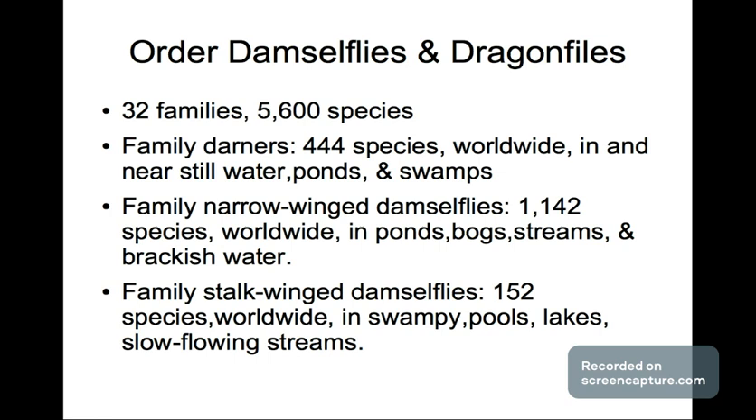The family of darners has 444 species worldwide, and you can find this near still water, ponds and swamps. We have the family of narrow-winged damselflies, which has 1,142 species. You can find this worldwide, in ponds, bogs, streams, and brackish water.